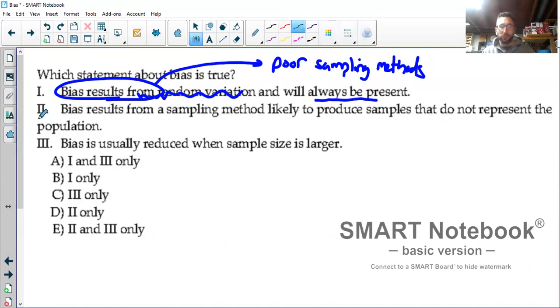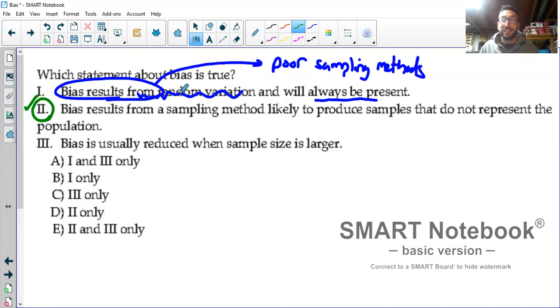Absolutely. This is true, right? This is what leads to bias, not random variation, not luck, although that can be the case, but typically from a method that produces samples that don't represent the population. So if you want to survey high school students about their post-high school plans, and you go survey all your classmates in AP stats, that's not a good way. That convenient sample is not going to get the job done.